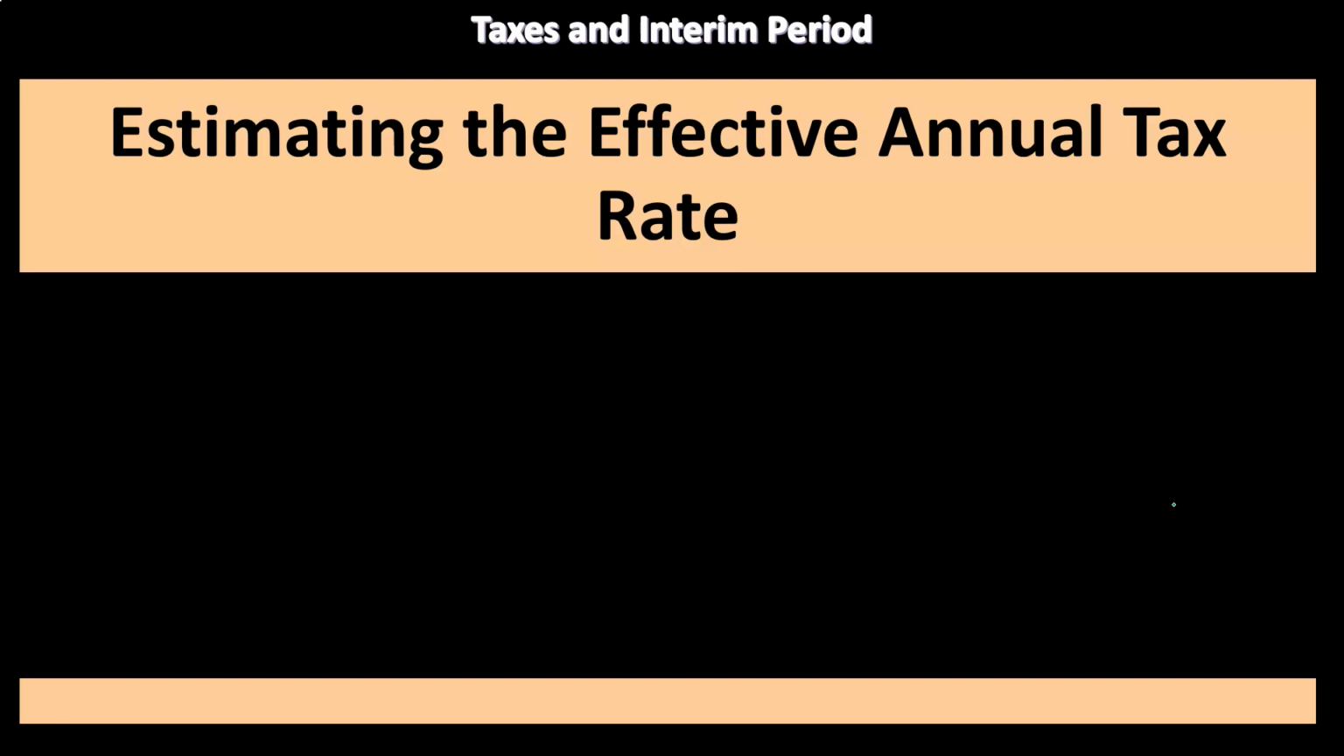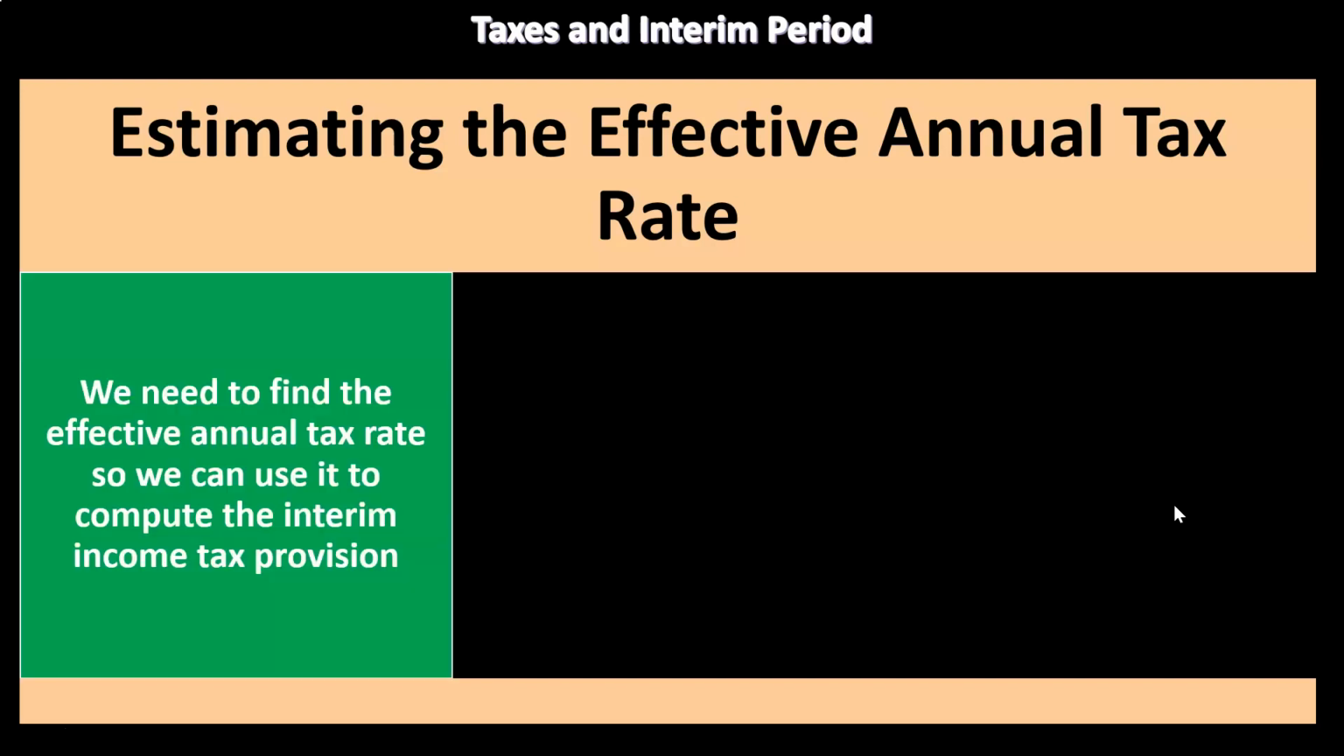Taxes in interim period: estimating the effect of the annual tax rate. So here's our problem, and this is one of the bigger problems. How do we calculate the tax rate on interim taxes when the tax rate is based on annual taxable income, and it has differences between the tax and the book, and it has credits that are going to be involved and whatnot? So what are we going to do on that?